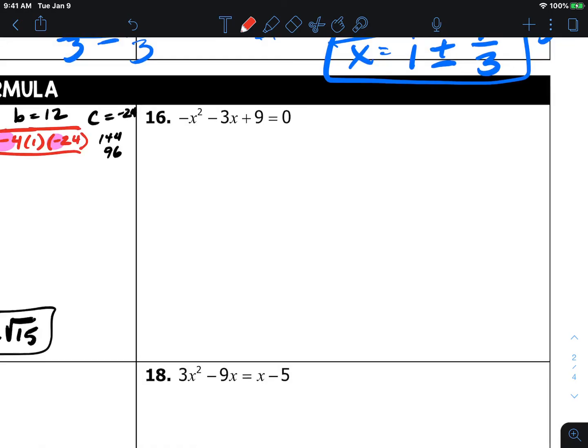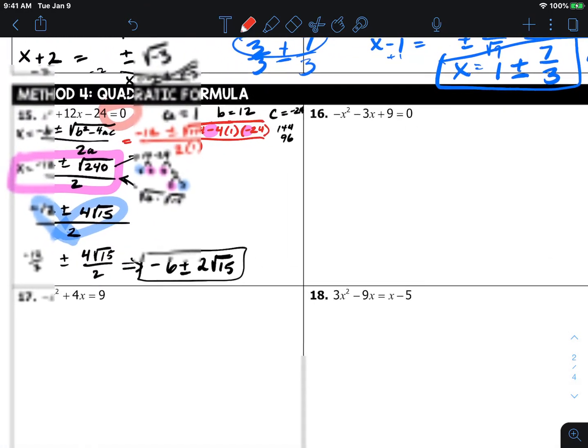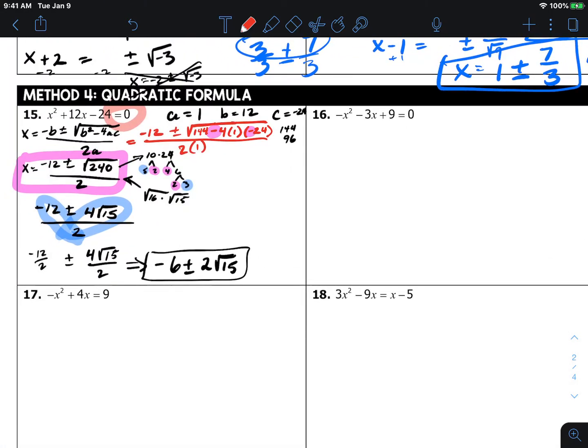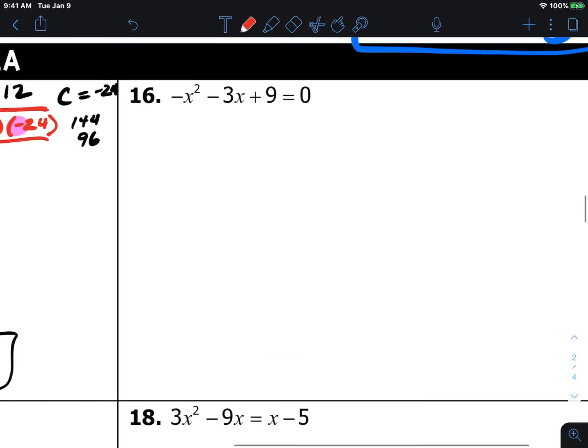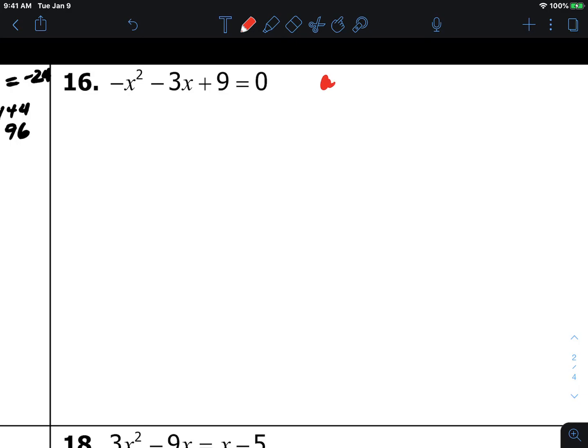Where do I start? Well, I want to remember I'm going to use that formula, the quadratic formula right there. Negative b plus or minus square root of b squared minus 4ac divided by 2a. All right, so I got to identify my a, negative 1. My b, what's that? Negative 3. My c, 9. All right, so b squared, negative 3 squared. Okay, plus or minus the square root of negative.